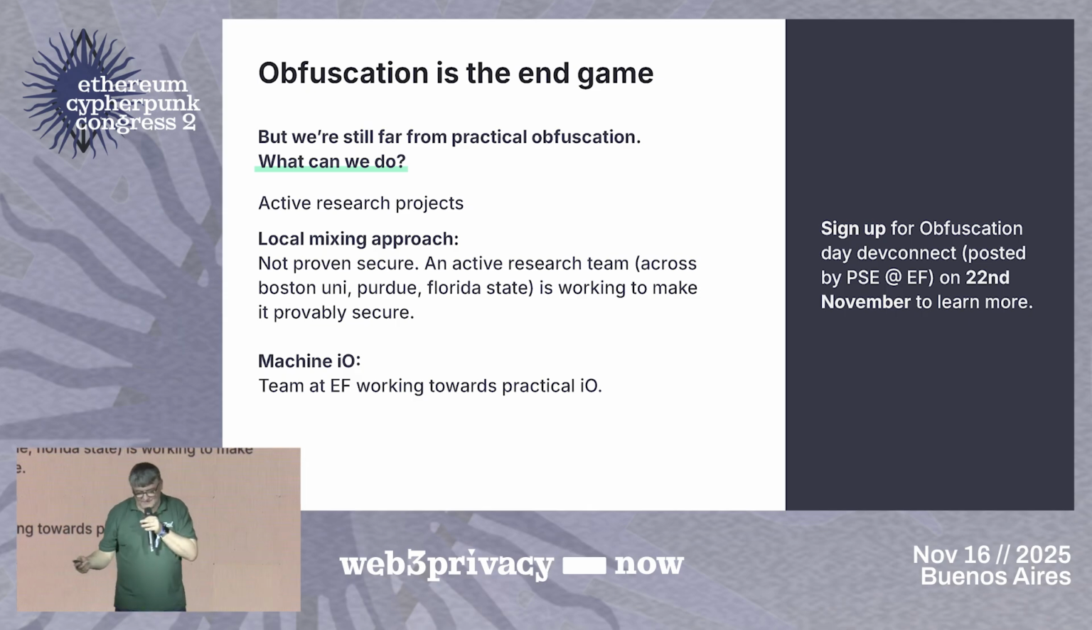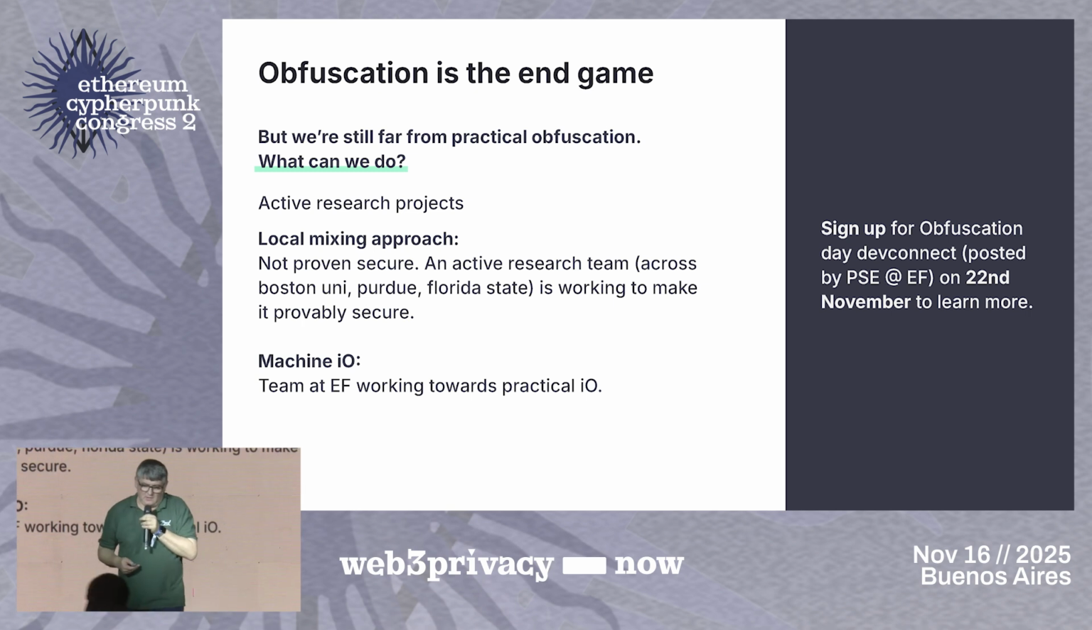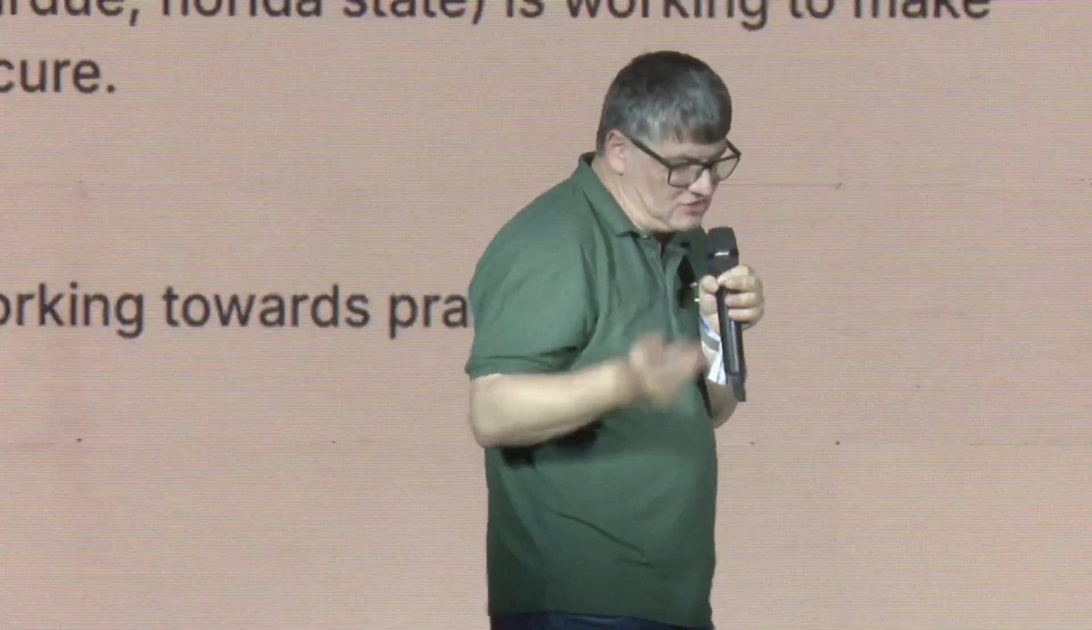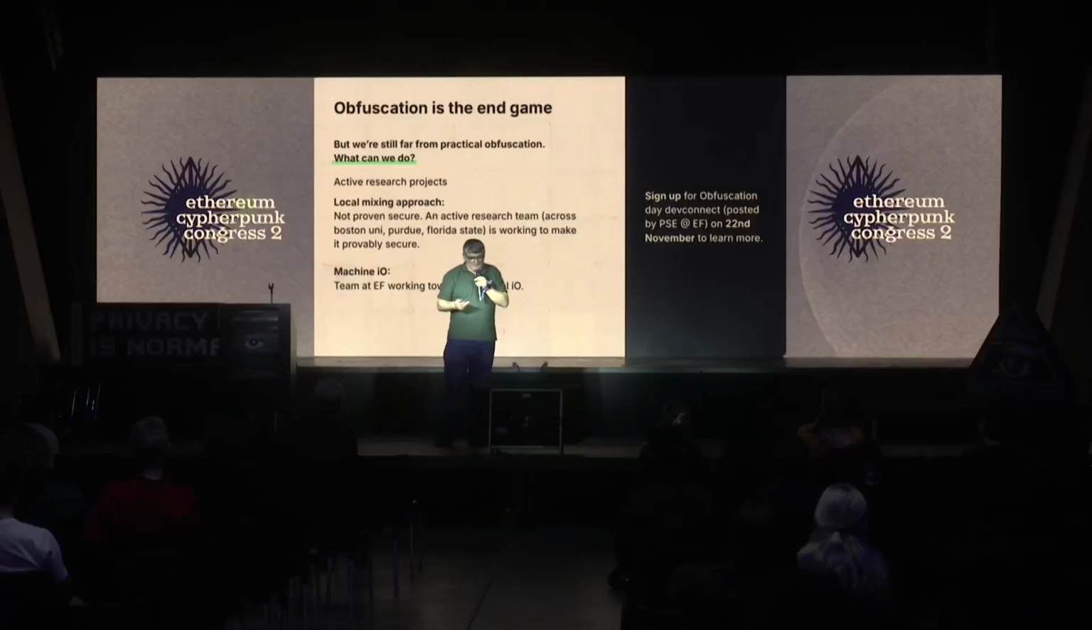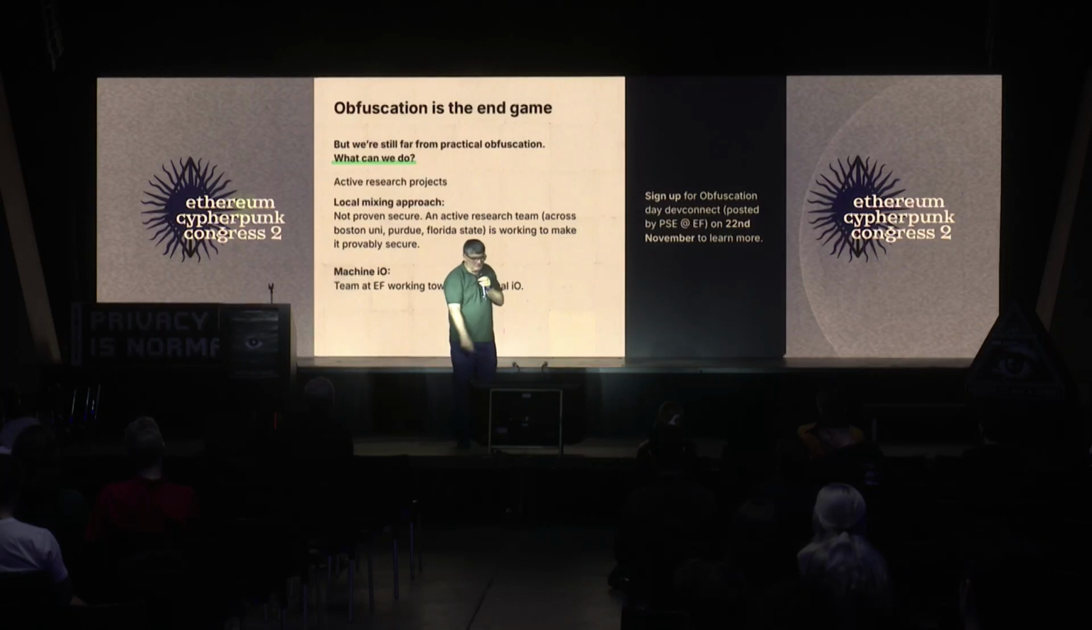But just to mention here, the end game of this is obfuscation. Obfuscation is not available right now, but it's definitely possible to do it. I mean indistinguishability obfuscation. I want to mention a couple of interesting projects that are not ready yet, but there are interesting efforts to do that. One of those is local mixing. Local mixing looks very promising, but it's not proven yet.